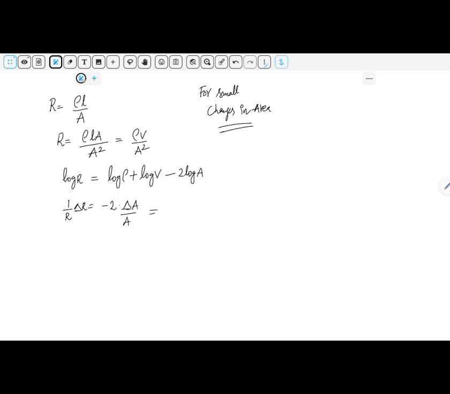Okay, so finally it can be written as delta R by R is equal to minus 2 times delta A by A. This is the relation between small change in area creates a small change in resistance, and to find the percentage of change in resistance, we can use this formula.